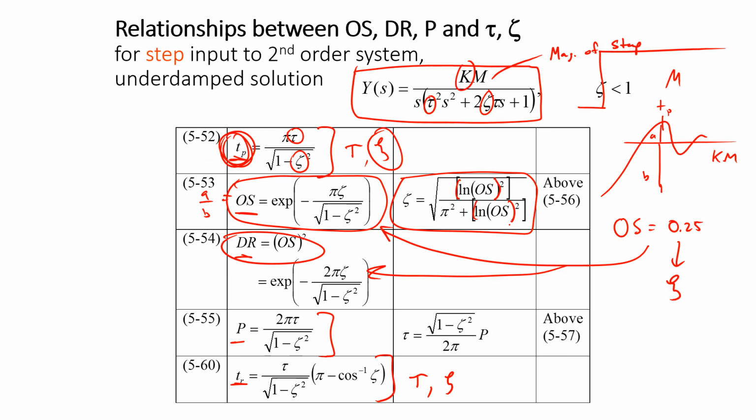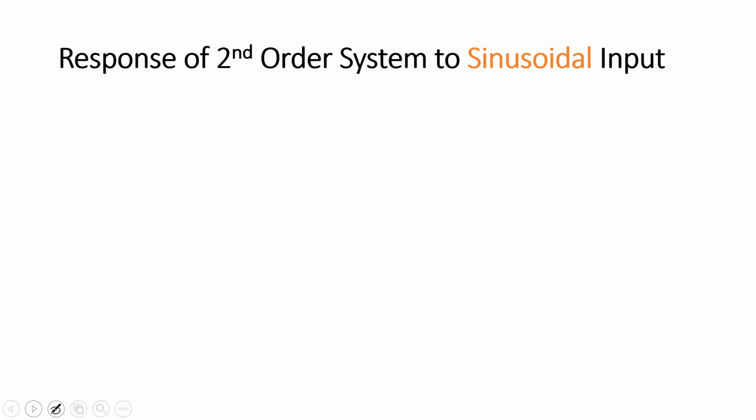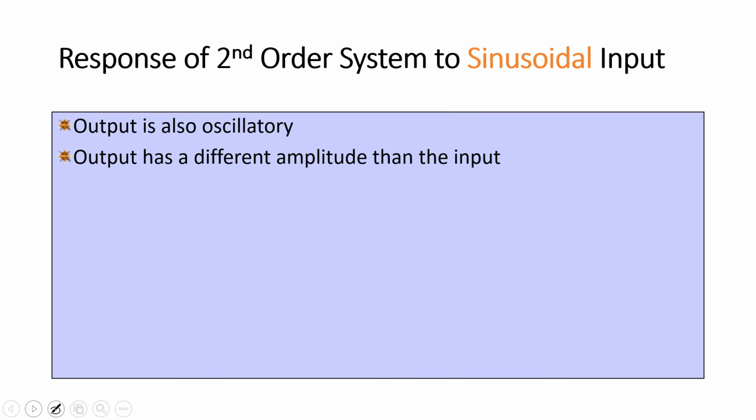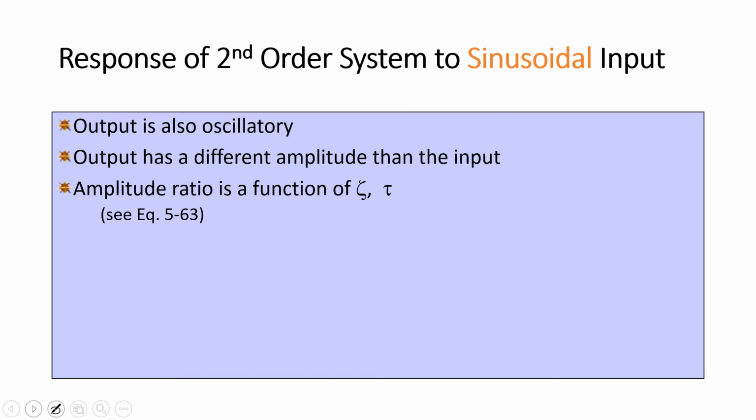Okay, let's go on to the next one. I'll show you an example of this as well. We're going to do the response of a second order system to sinusoidal input. Okay, instead of a step input, we're going to have a sinusoidal, oscillatory input. So the output is also going to oscillate. The output has a different amplitude than the input, and the amplitude ratio is a function of zeta and tau. We'll be looking at this equation here from the textbook.